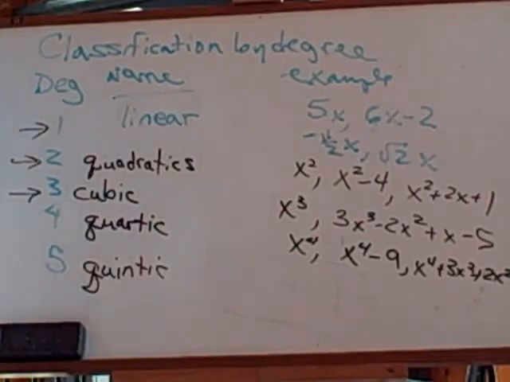All right? Let's talk about numbers and examples. Oh, I didn't give you an example of a quintic. x to the 5th. You can make up another one.